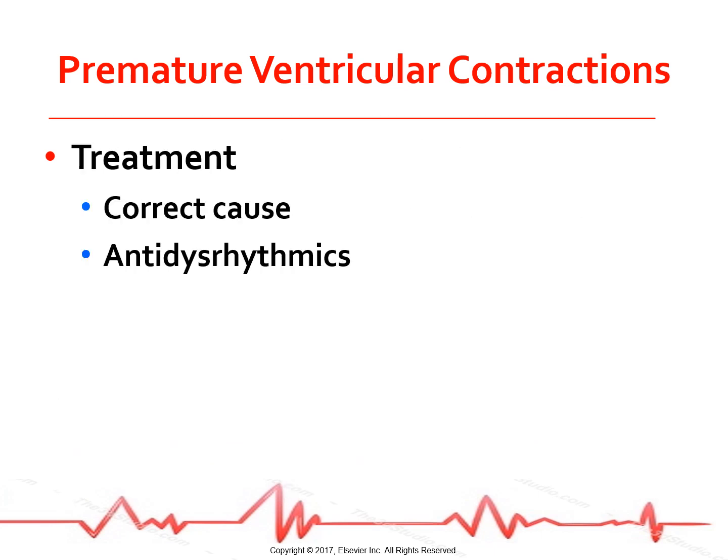So our treatment for PVCs, correct the cause or stop drinking so much darn coffee, right? Or learn better stress management techniques. So whatever the cause may be, we would want to treat the underlying cause. For patients who have a lot of PVCs and are symptomatic or do have a decline in their cardiac output, we can give them antidysrhythmics, and there's several out there.